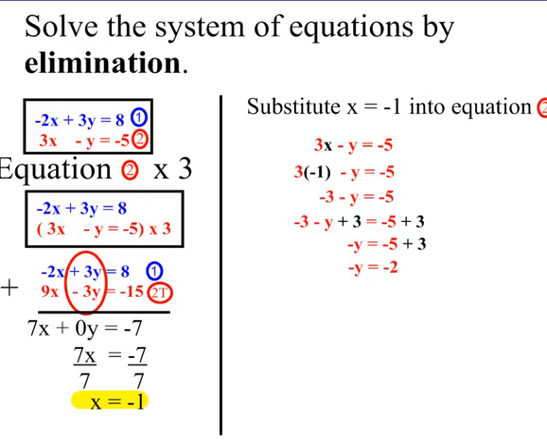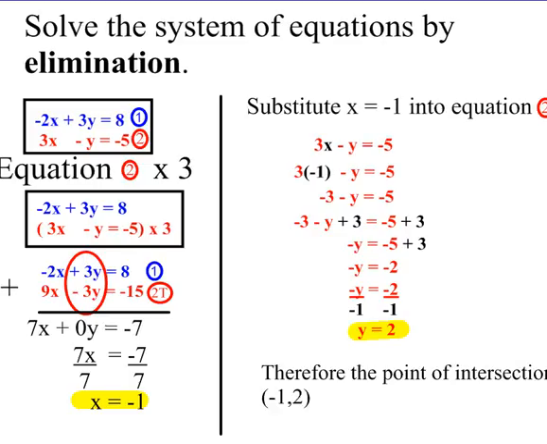Before I divide, minus 5 plus 3 we know is minus 2. Now we're going to divide everywhere by negative 1, so that I end up having y is equal to 2. And that is the last part of my solution. We have our answer. The point of intersection is minus 1, 2.